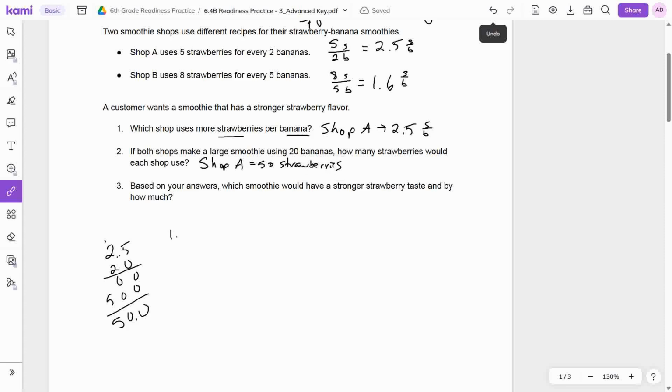And now I've got my 1.6 for shop B. I'm going to multiply that by 20. Zeros on that first row. That's going to be 12. That's 2. That's 3. Looks like 320, but let's bring that decimal back down. And then shop B is going to be 32. So much less. 32 strawberries.